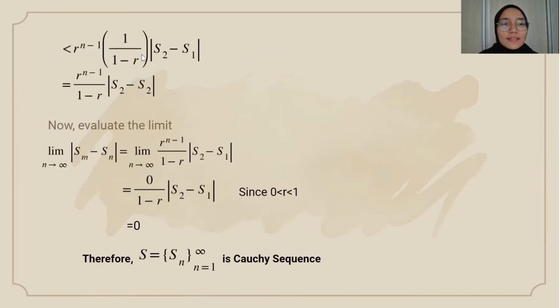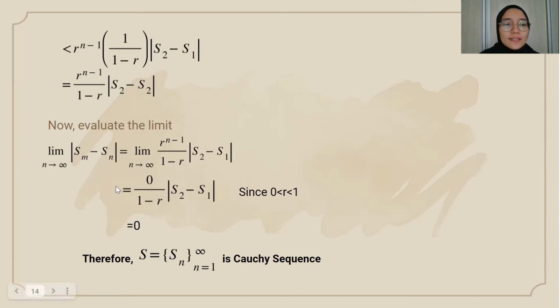So this is just a continuation of the previous slide. So this r to the power of n minus 1 times 1 over 1 minus r times S2 minus S1 is just equal to r to the power of n minus 1 over 1 minus r times S2 minus S1. So now it seems like we can evaluate the limit. So this limit of Sm minus Sn as n goes to infinity is equal to the limit of r to the power of n minus 1 over 1 minus r times S2 minus S1.